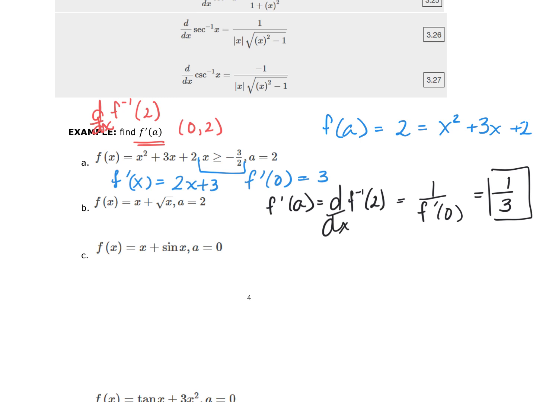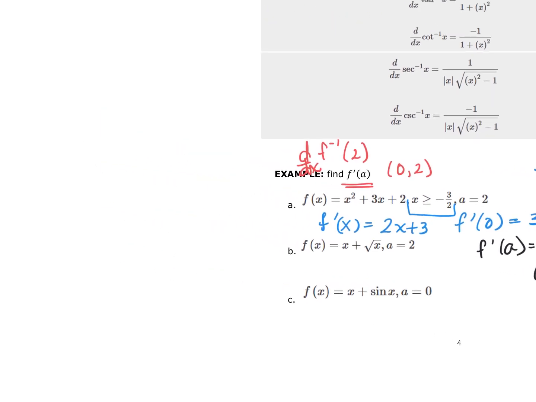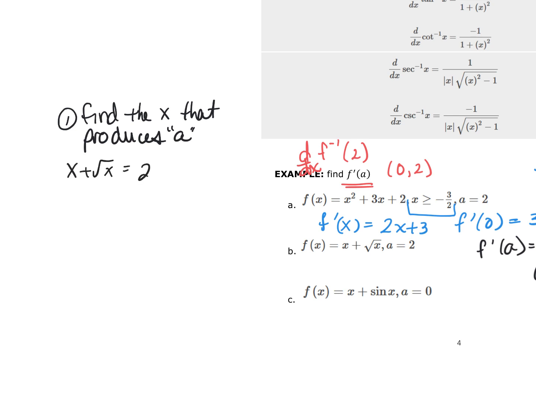And I was able to find my derivative of the inverse at that output without actually having to find the inverse. Now, I could have found the inverse. It's just going to be some algebra, and it wouldn't be too bad. Now, B is a little harder to find the inverse, so we're not going to find the inverse. Instead, we're going to do exactly what we just did, and we're going to start out with the first thing. The first thing is find the x that produces A. So I have x plus the square root of x is equal to 2.